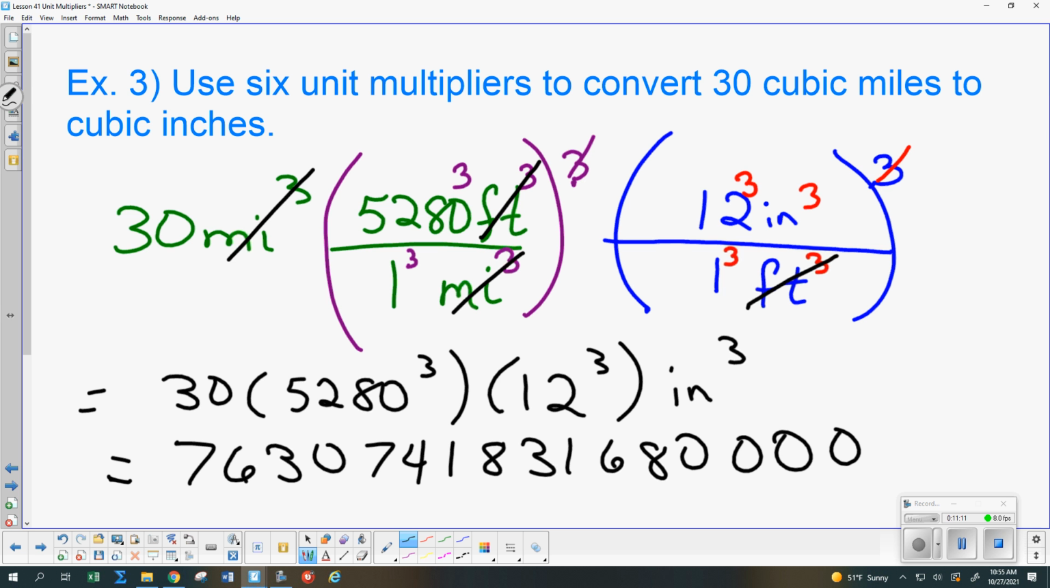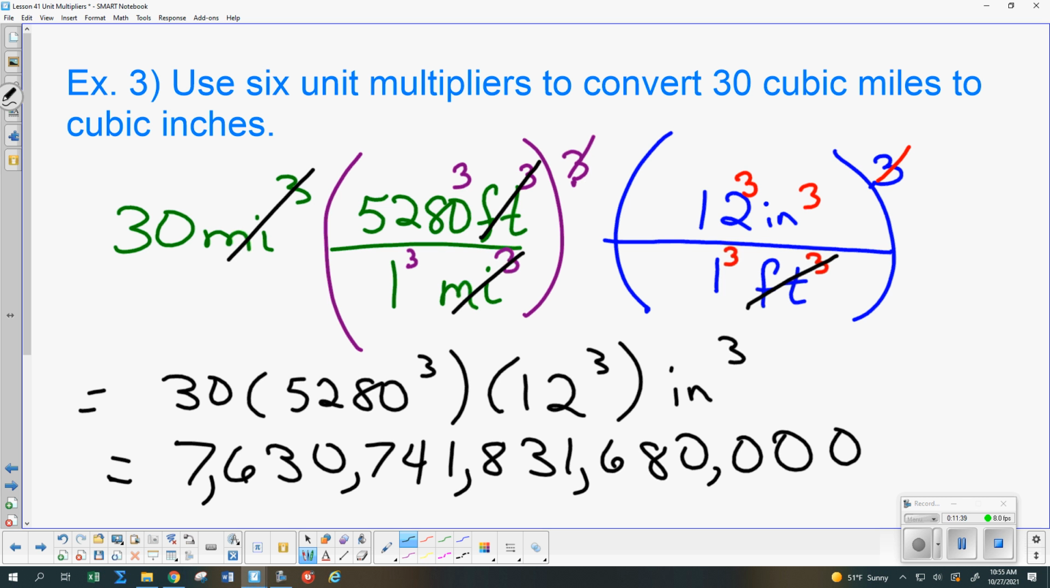Now we fix it. 1, 2, 3 and a comma, and repeat that grouping of three digits with a comma each time. And let's see, thousands, millions, billions, what, quadrillions? So 7 quadrillion, 630 trillion, 741 billion, 831 million, 680,000.